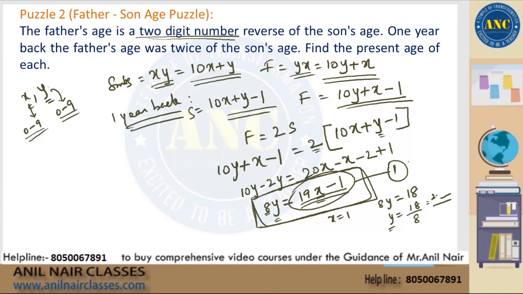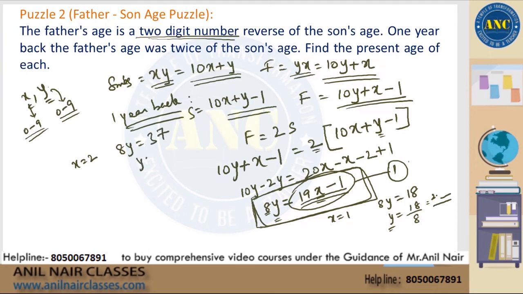Smart people get it immediately. Not everyone gets it, so let me do it slowly for you. If x is equal to 2, 19 2s is 38, minus 1 is 37. Is it divisible by 8? No. So in that case, 8y will become 19 2s is 38, minus 1 is 37.